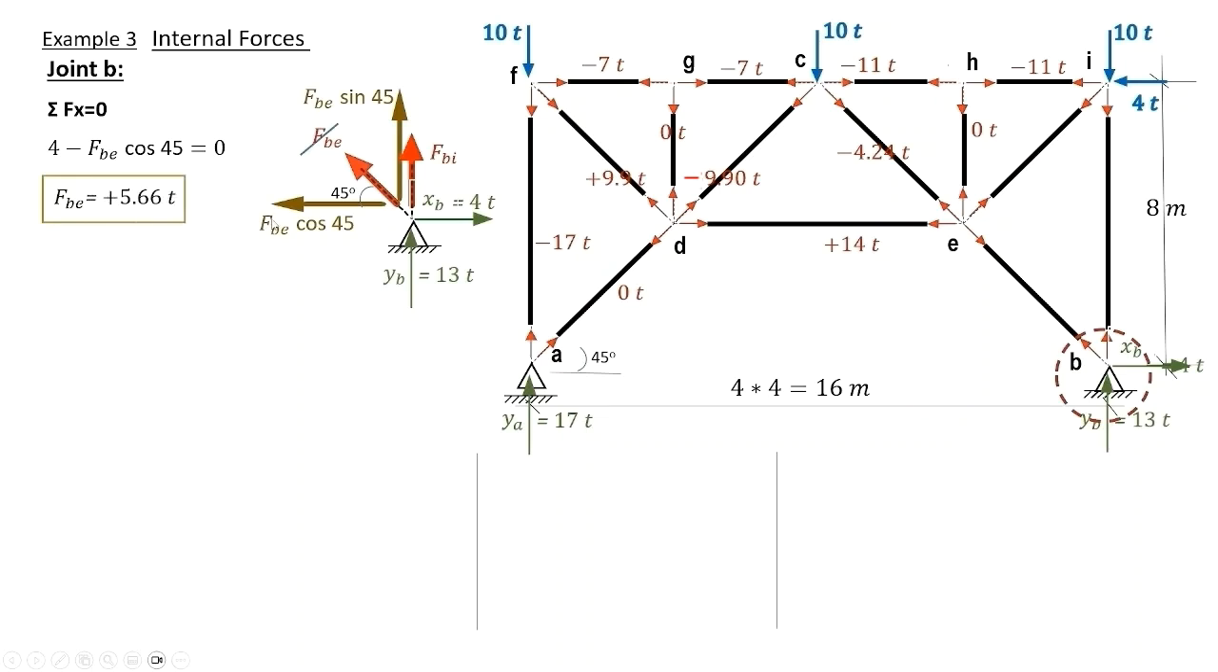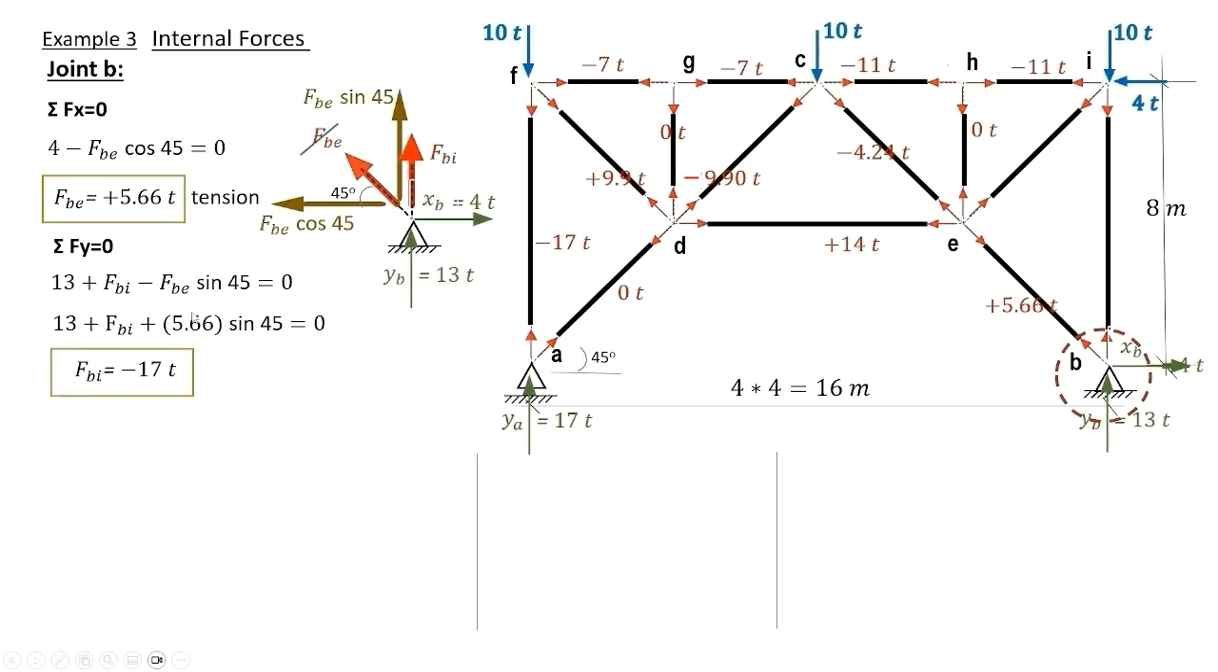equal to 5.66, and we plot it on our diagram. We consider now the forces in the y direction, as we have already computed BE and we are left only with BI, one unknown in one equation. Substitute for FBE by 5.66 and we have the force in BI equals minus 17 tons compression, and we plot it on our diagram.